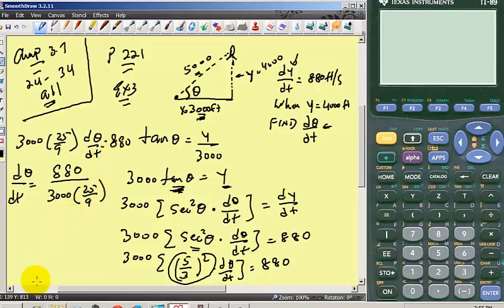Okay, you can leave it like that. You don't have to simplify this. But this is an angle, so this is in terms of radians, so you can write radians per second.